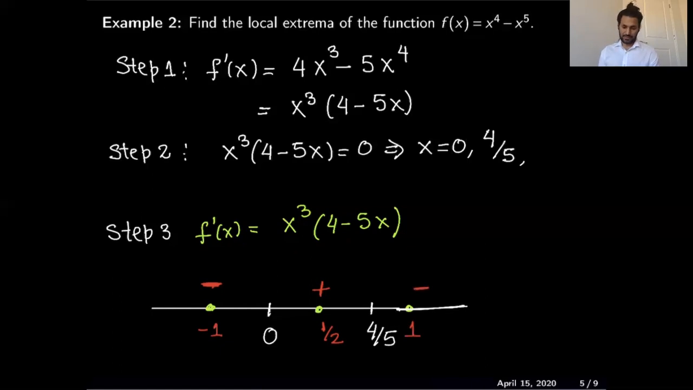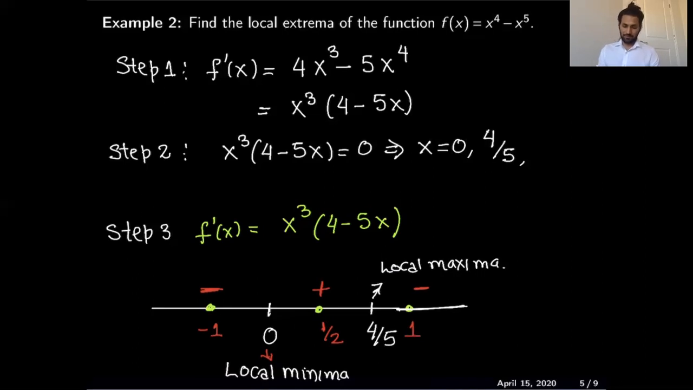So I can see the sign is changing from negative to positive. So this point is a local minima, and this point is a local maxima of the function.